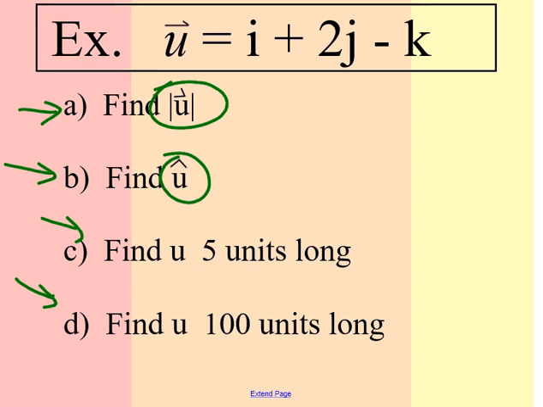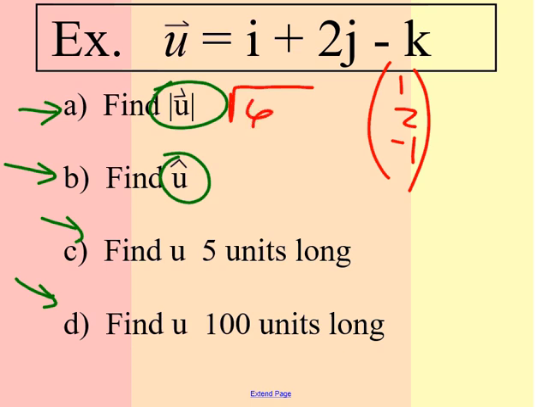Okay. So this would have been 1, 2, -1. And to find its magnitude, it would have been square root of 1 squared, 2 squared, and 1 squared. What did you get on this one? Square root of 6. All right.